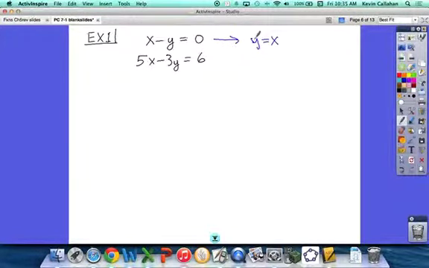Okay, what's the second step say? In the place of y, put an x, right? That's the second step. Now we have 5x minus 3 times x equals 6. At that point, you have an equation to solve. That's the third step. So solve what you've got in front of you. That is 2x equals 6. So x equals 3.